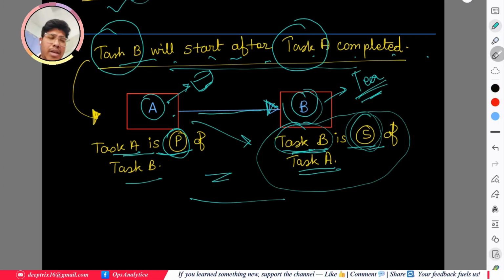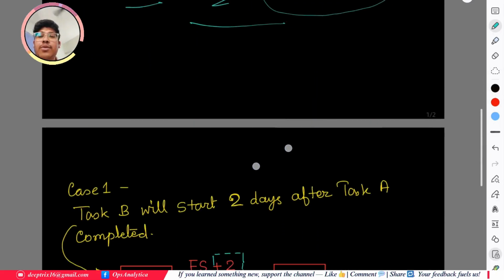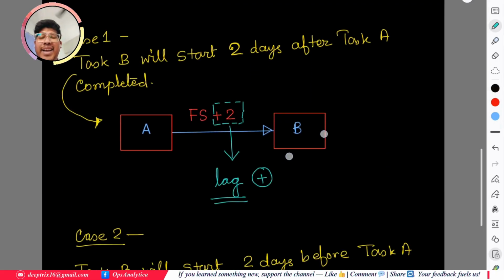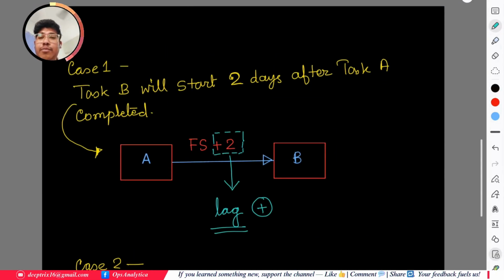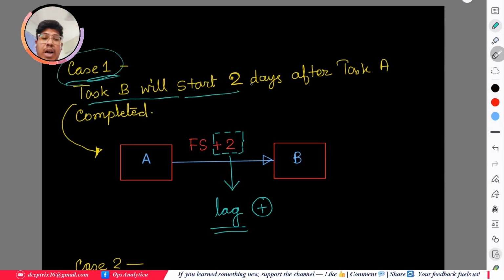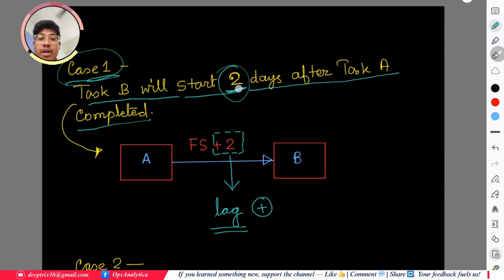But actually, in an actual project scenario, it doesn't happen in this way. In the actual design, the scenario comes that task B will start after completion of task A, and there should be a 2 days gap. So in this kind of scenario we use the concept of lag and lead, that we will understand now. Suppose we have one scenario where it is mentioned that task B will start 2 days after task A completed. That means when will task B start? Once task A is completed, after 2 days.